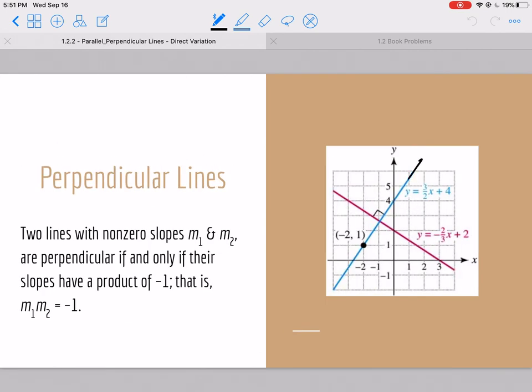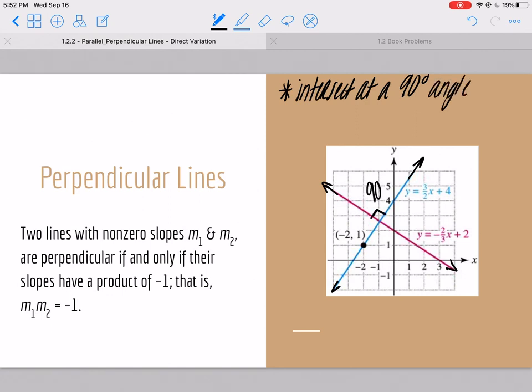Perpendicular lines. So like we said in the warm-up, what makes perpendicular lines special is that they intersect at a right angle, or a 90-degree angle. Okay, so that's what this little symbol right here is for, so 90 degrees. This is the formal definition over here of perpendicular lines. It says their slopes have a product of -1.